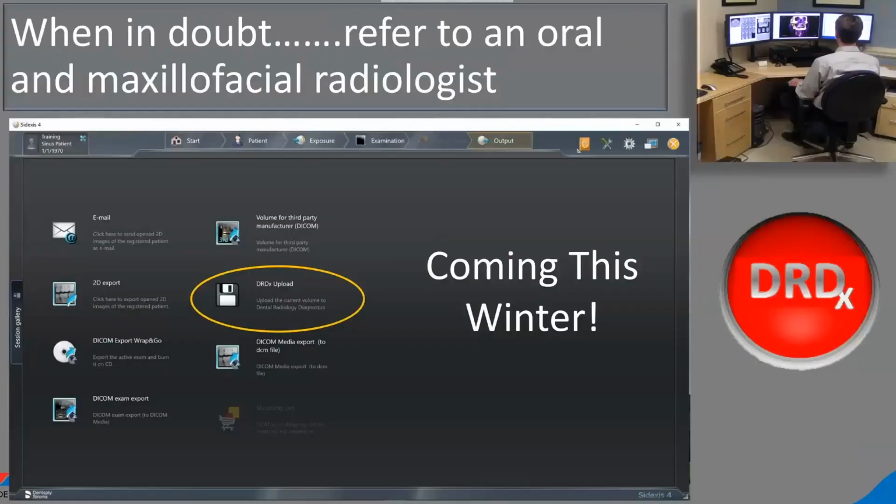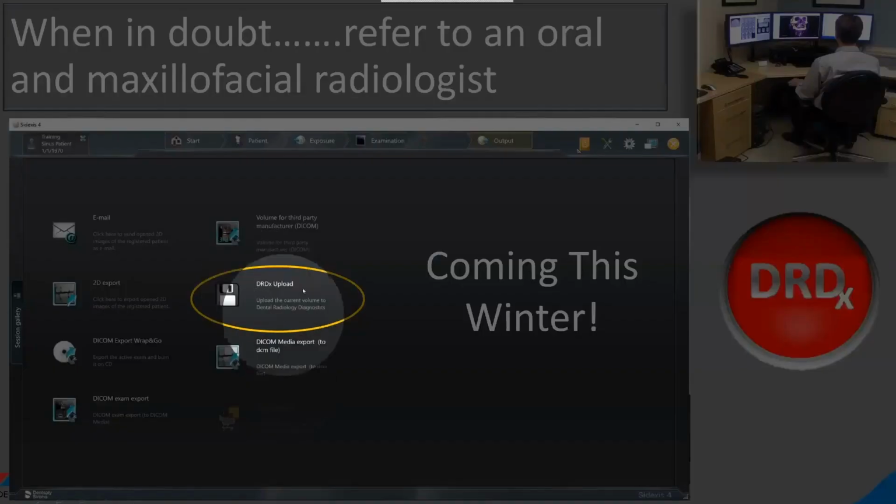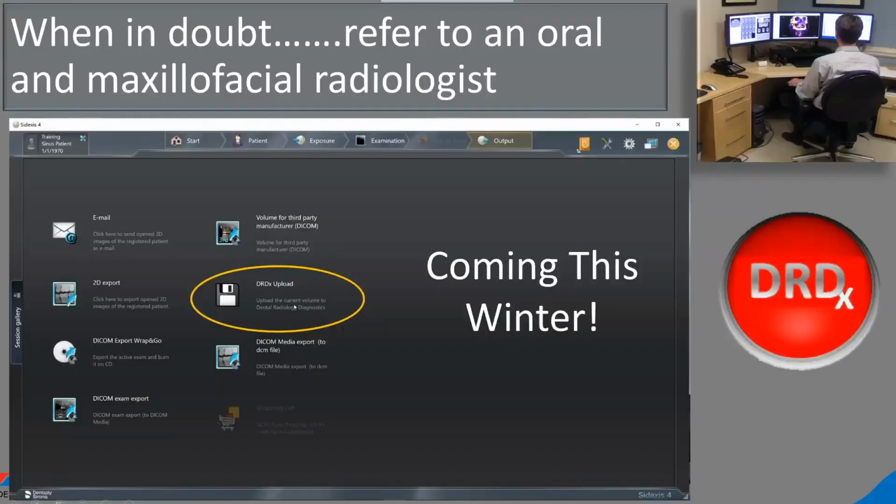We also have something very exciting to share. We have a dental radiology diagnostics button. This goes directly to my private practice. So if you are looking through something and you say, I don't know what that is, you can press that button and it would get sent directly to me, going right into our HIPAA compliant secure servers. And we would be able to look at that case and read that for you.